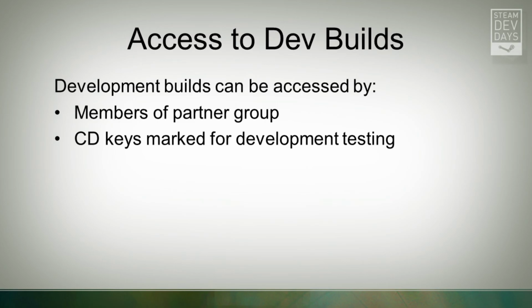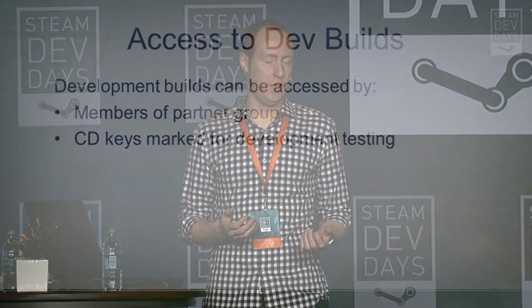In addition, we also have CD keys which can be marked for development, and these are usually used for external tests. So for example, as you get close to release, maybe you want to send your build out to some press or some other testers, this is when you'd use CD keys.